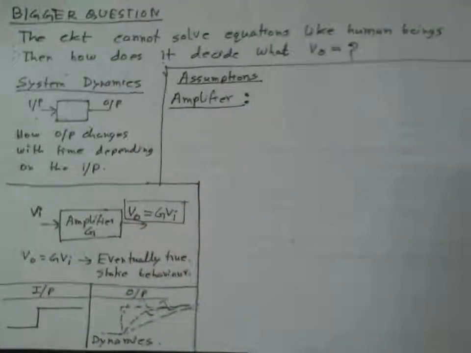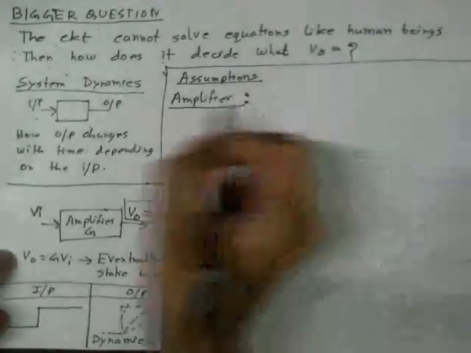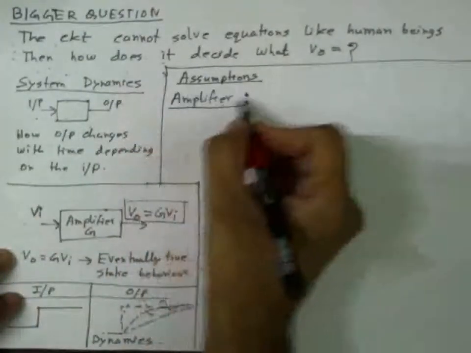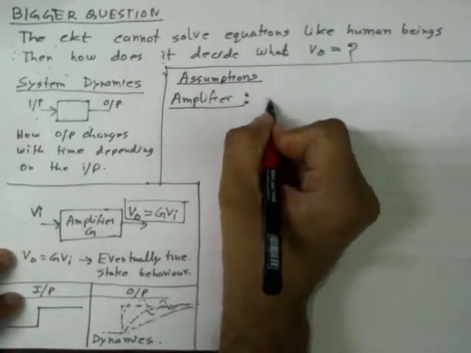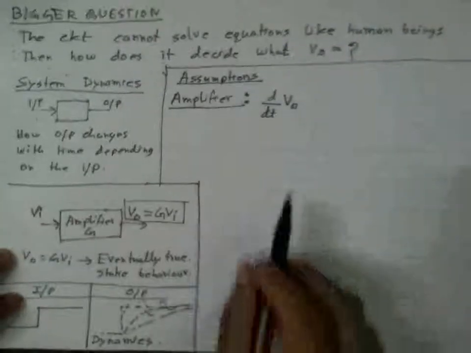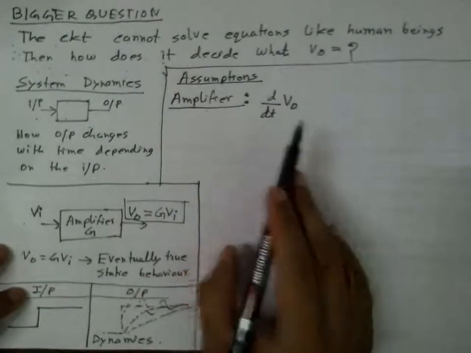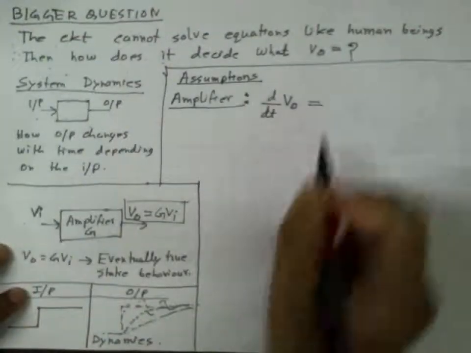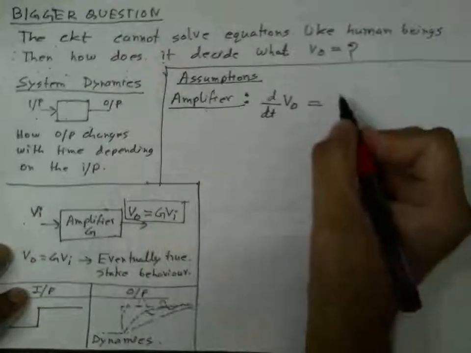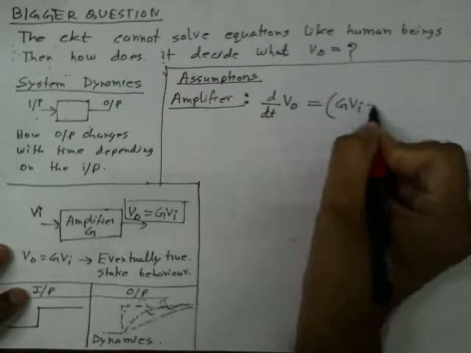Okay. So let us assume some simple assumptions. The rate of change of output with respect to time is equal to, say, G V_I minus V_o.